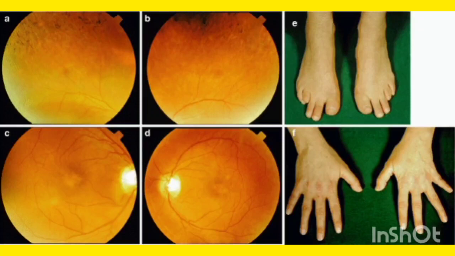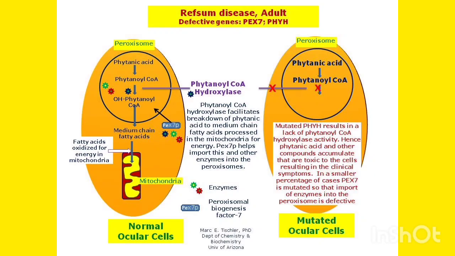Now look at this slide. This slide is showing two things together. One is the retinitis pigmentosa on the left side. On the right side, the bony abnormalities. So if there is a picture of these two together, that is Refsum disease. So remember, retinitis pigmentosa along with bony deformities, specifically showing the toes. That is showing Refsum disease.